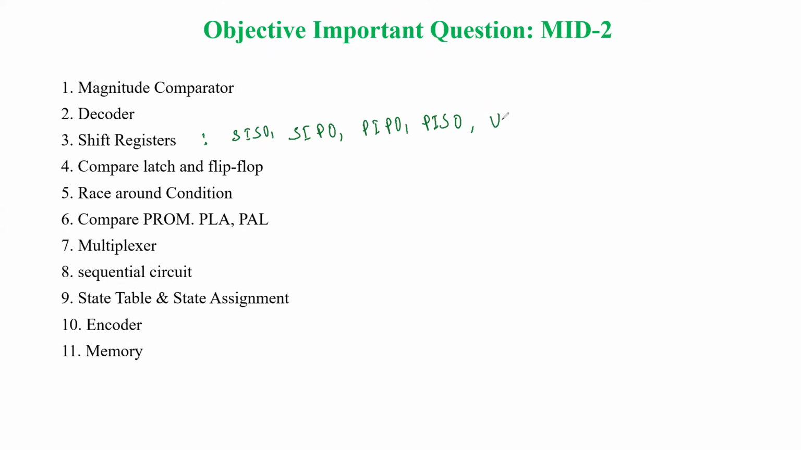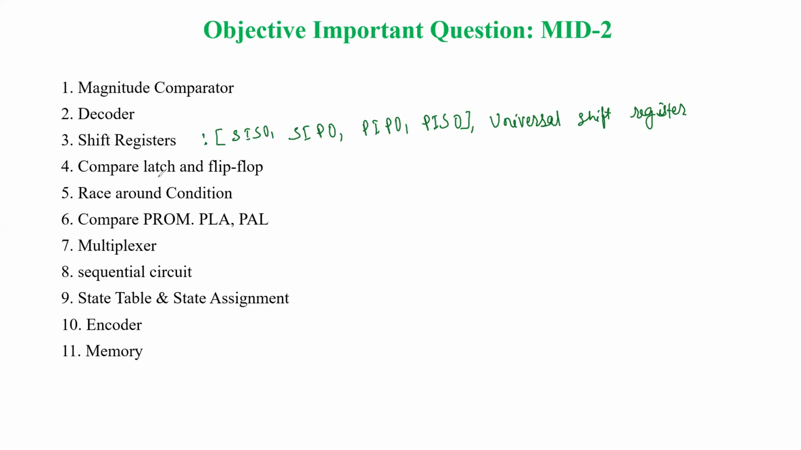Apart from this, you have the universal shift register. So at least these 4 you need to write, and the universal shift register. Apart from this, we can have left shift, right shift, circular shift. But for the 1 mark, if they're asking types of shift registers, these 4 names you should write. And what does shift register mean? It is used to shift the information from one flip-flop to another flip-flop, having applications in counters and all these things.